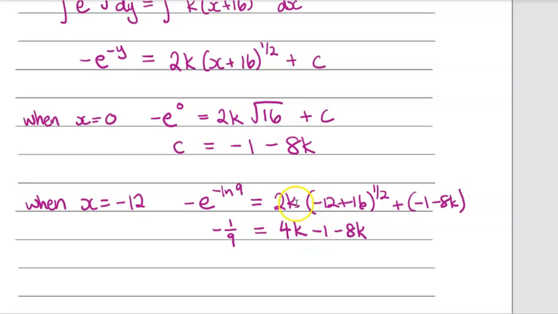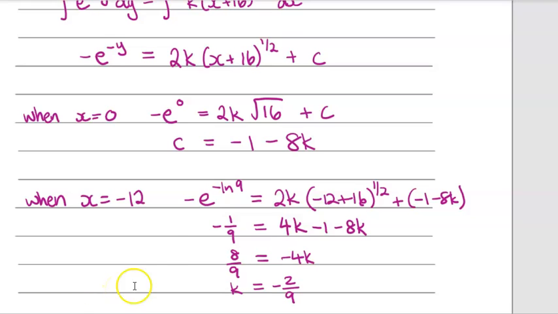Okay, so then working this through, you get to be on this line here, 4k minus 1 minus 8k. Okay, and taking that through, then we get 8/9 is equal to minus 4k, so k is equal to negative 2/9.